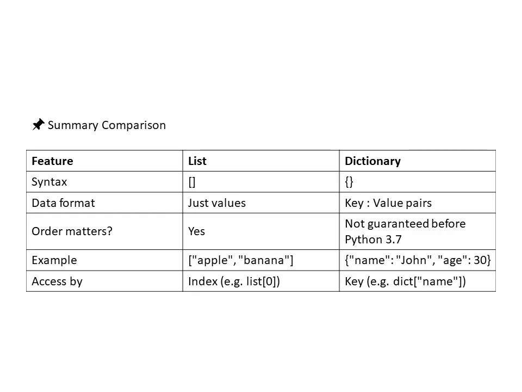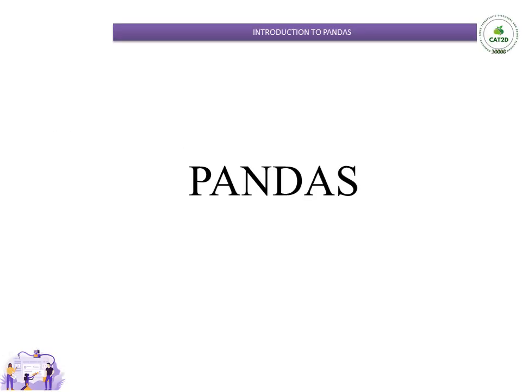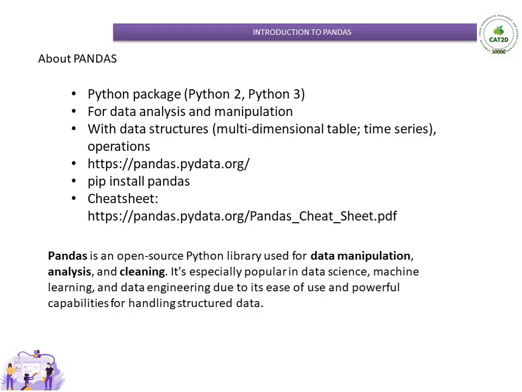The syntax: square brackets for a list, curly brackets for a dictionary. The data format: a list has just the values, while a dictionary has key and value pairs. For a list, order matters. For a dictionary, it is unordered. For example, here we have banana, apple, while for the dictionary we have the name John, age 30. Access for a list is by index. For a dictionary, access is by key.